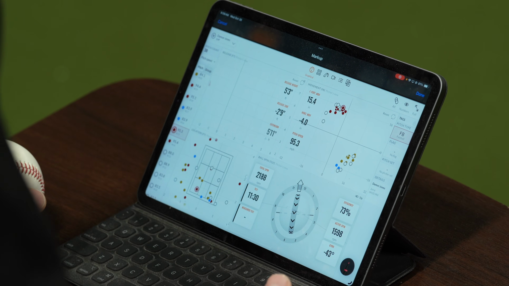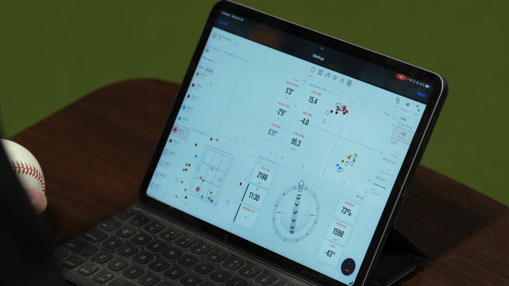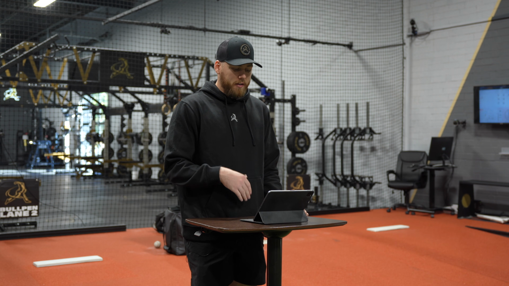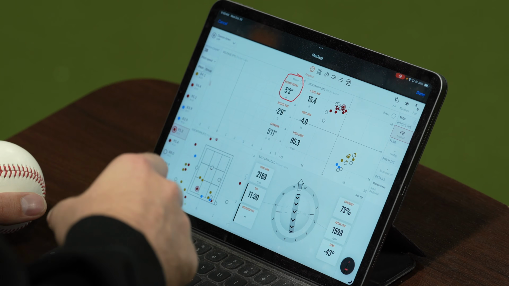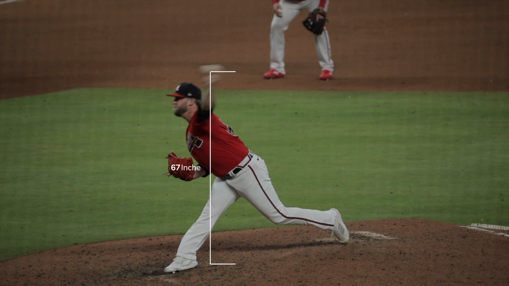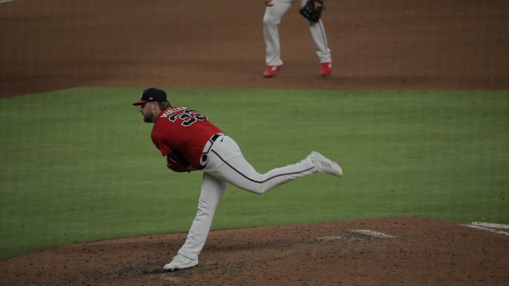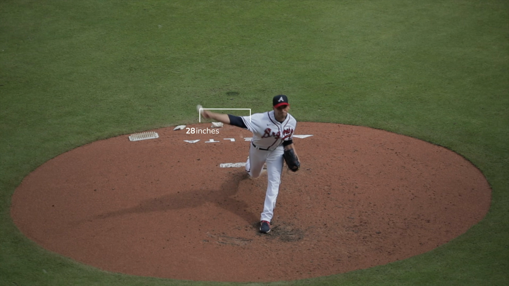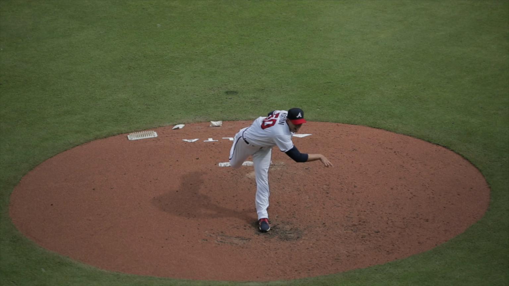So what we're looking at right now is the Trackman interface that you'll see when you're throwing a bullpen or a live at bat. What we want to notice first is some of the easier metrics to identify and learn about. Release height here is the distance your hand is above home plate in front of you, measured in inches. Release side is the measured distance your hand is away from the y-axis. You can think about that from the middle point of the mound to the middle point of home plate.